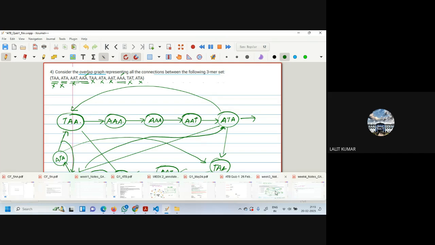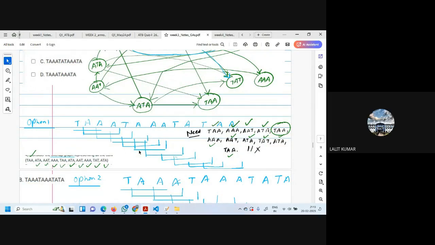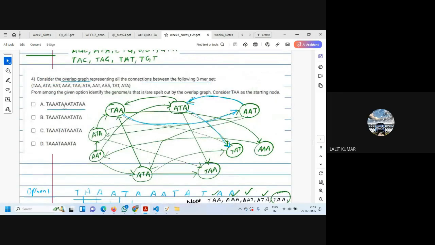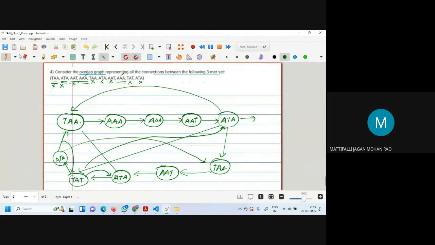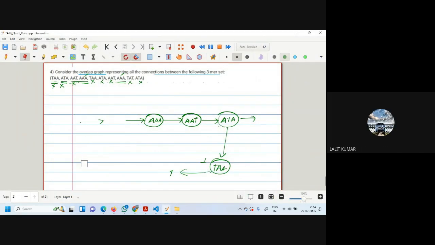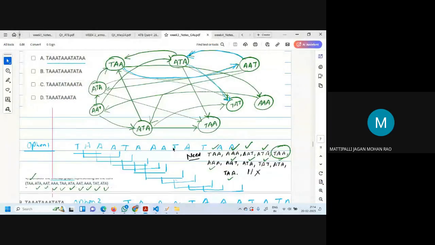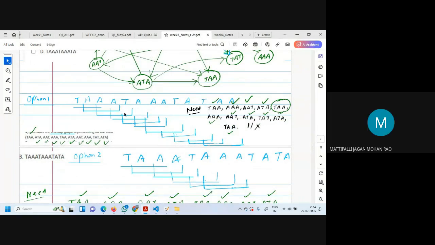Can we check what the question is asking? From among the given options, identify the genome that is spelled out by the overlap graph. Consider TAA as the starting graph. So what I followed when building, we can check one by one. Actually, I'm interrupting: what I do is, without constructing this graph, I just follow the options and check whether everything is covered or not. Like TAA, and yes, that's the easiest way I found out. That is a hack I found. Otherwise, this overlap graph is confusing for me.